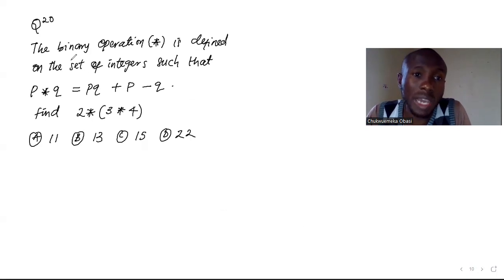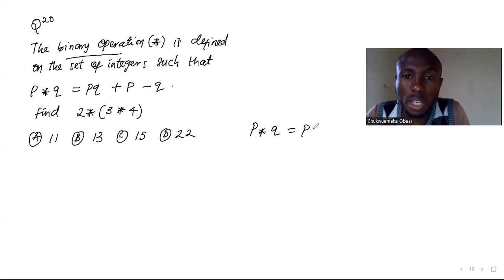This question is on binary operation, which is asterisk. Now it says the binary operation asterisk is defined on the set of integers such that, take note, p asterisk q is equal to pq plus p minus q. So what it means is, this is p and this is q. The result is going to be p times q plus p minus q. And they say we should find 2 asterisk 3 asterisk 4.